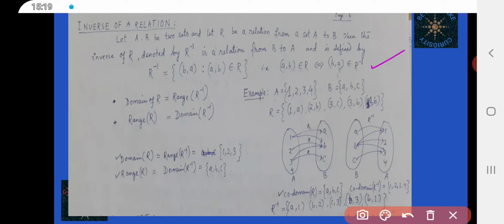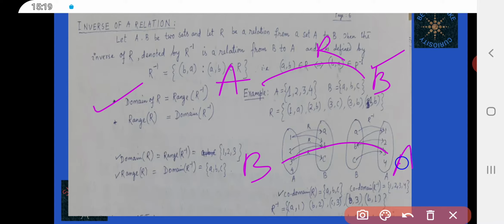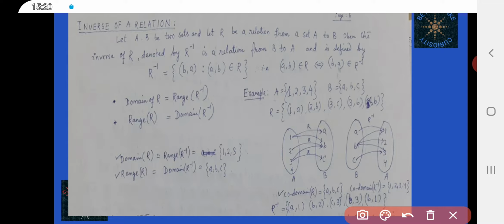So here you can write, the relation is from A to B, and the inverse is a relation from B to A. So here you check: the domain of R is equal to the range of R inverse, and the range of R is equal to the domain of R inverse. Remember this.